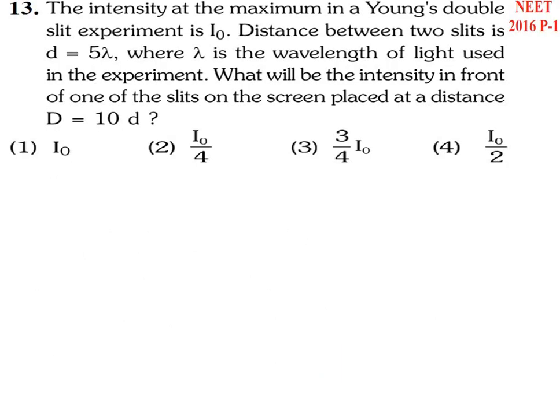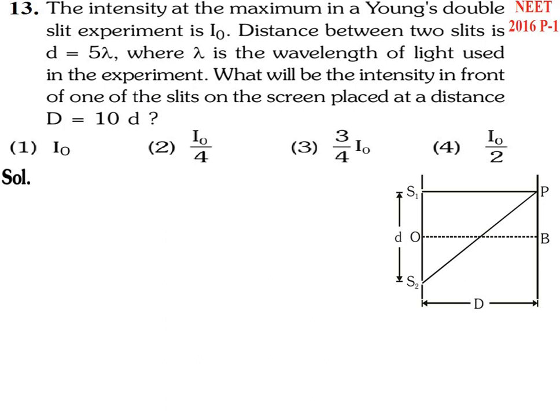So next problem. The intensity at the maximum in a Young's double slit experiment is I0. The distance between the two slits is d is equal to 5 lambda, where lambda is the wavelength of light used in the experiment. What will be the intensity in front of one of the slits on the screen placed at a distance D is equal to 10d? So now here you have two slits S1 and S2, separated by d. The screen is separated by distance capital D.